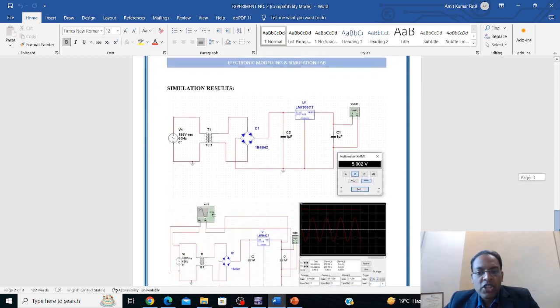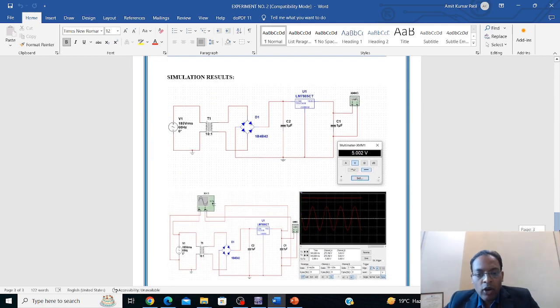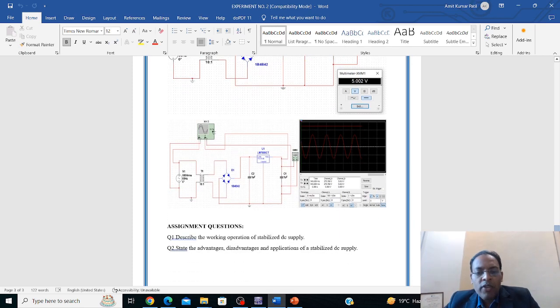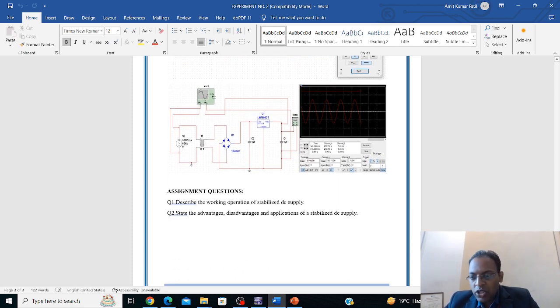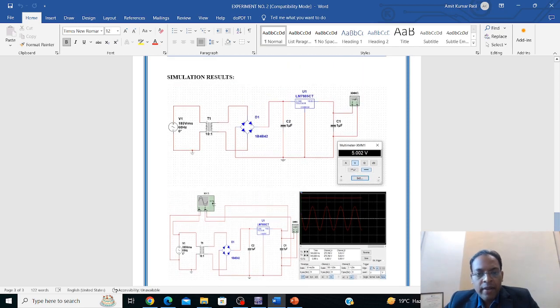And these are the simulation results. In this way we have to perform the experiment, connect the devices, note down the readings, and also we can connect the oscilloscope to get the waveform. So this is the overall view of the experiment. Here are some assignment questions given after the experiment, which students can refer to for solving. Now we will come to the practical simulation of the experiment.